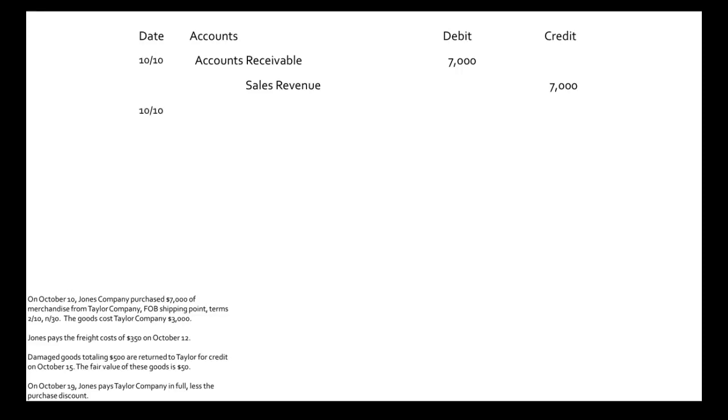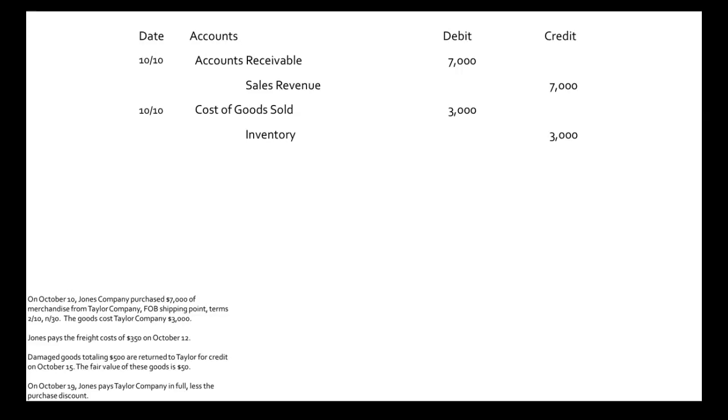Then we had that cost of goods sold entry, right? So we just dealt with the $7,000 that we charged Jones Company. Now we can deal with this $3,000 that the goods had cost us initially. So we're going to debit an account called cost of goods sold. This is an expense account. So your cost of goods sold is increasing here with this $3,000 debit. And then we credit our inventory for that amount.